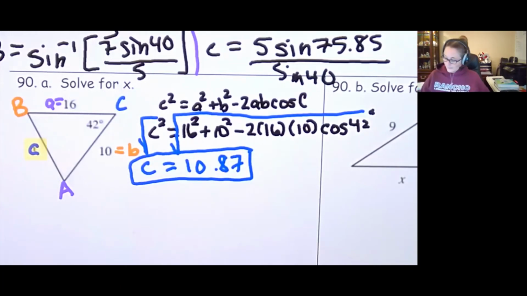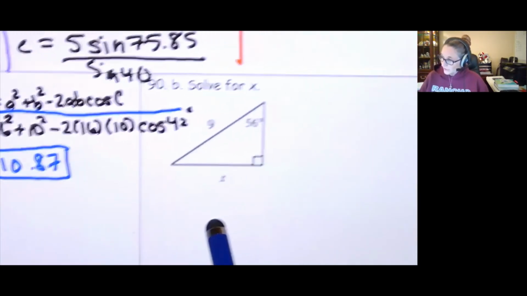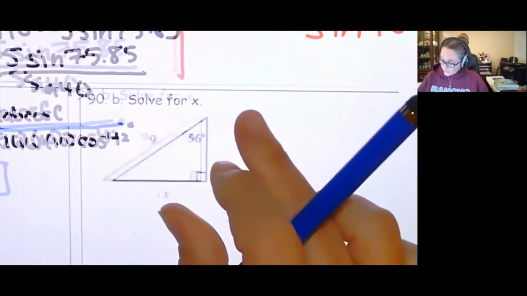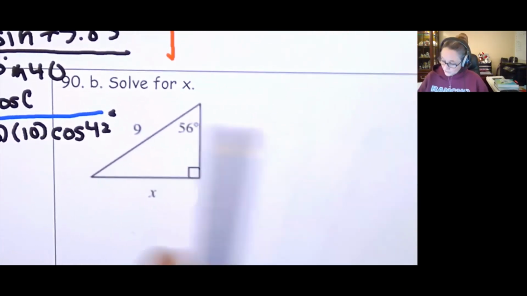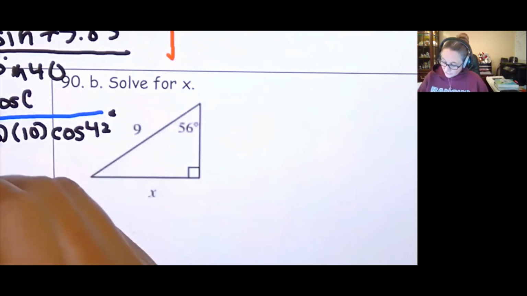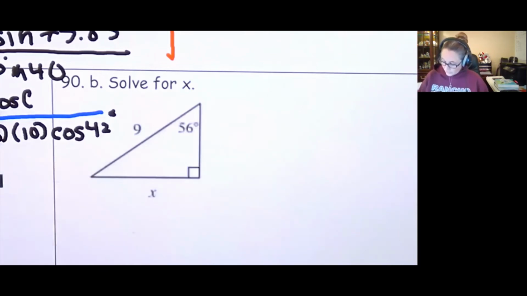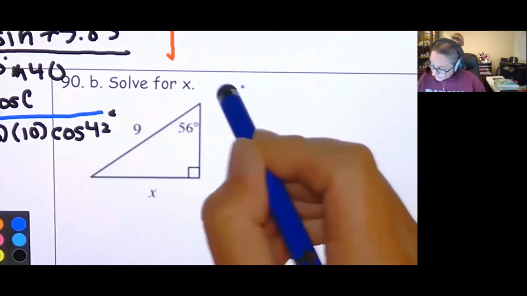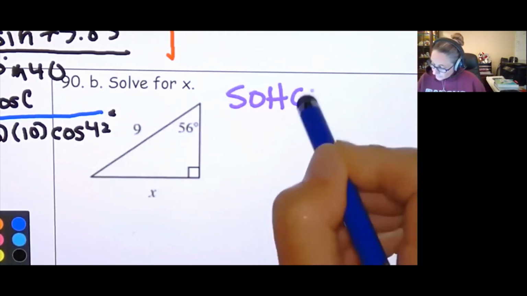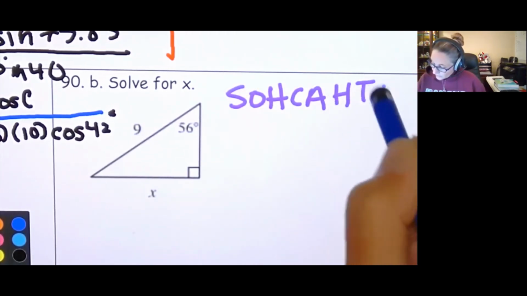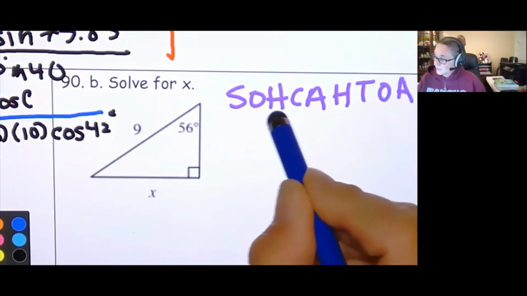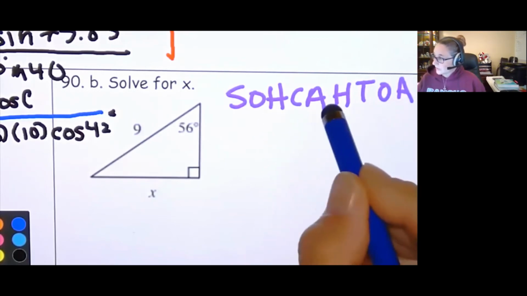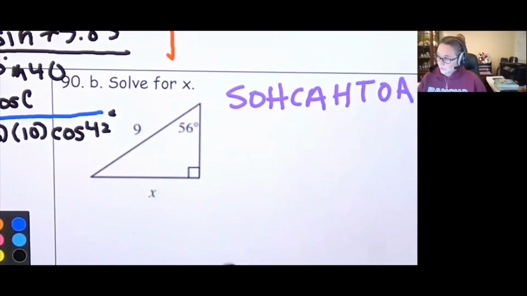Okay. The next one looks like it's a right triangle, and you can't just assume because it looks like it, but they drew that in. So this one is our old right triangle trig that we did in integrated 2. Okay, so I'm going to be thinking of SOHCAHTOA. Sine is opposite over hypotenuse, cosine is adjacent over hypotenuse, tangent is opposite over adjacent.